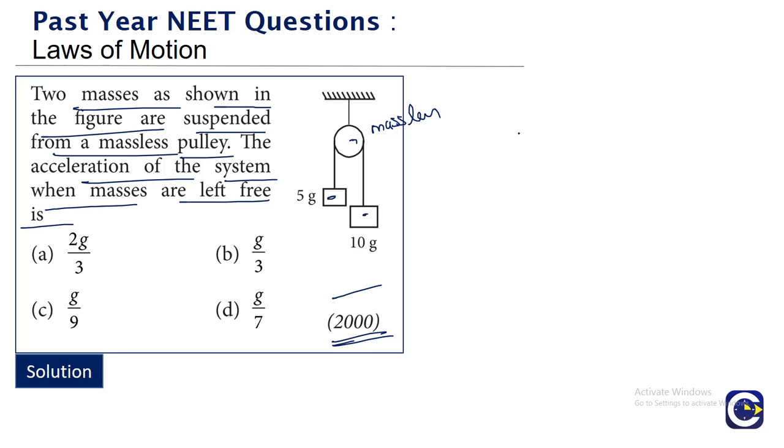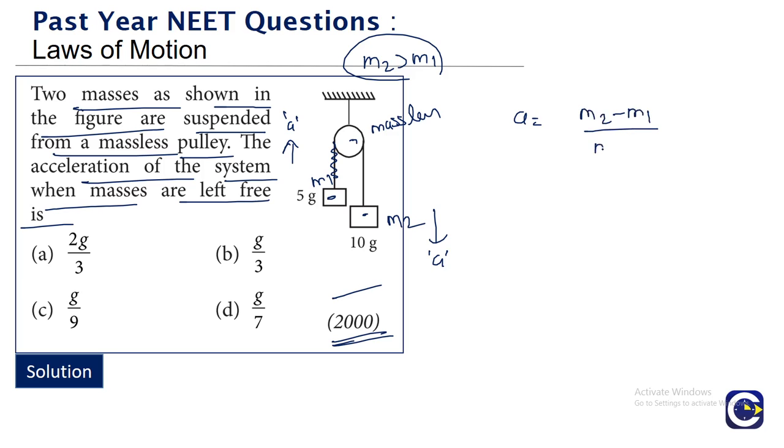Some people even remember this standard formula. If you consider the masses as m2 and m1, if m2 is more than m1, then m2 will go down, let's say with an acceleration a, and m1 will be going up with the same acceleration. Why? Because they both are connected by the rope, and the assumption is that the rope will be inextensible. So the common acceleration will be equal to m2 minus m1 by m2 plus m1 into g. This is a standard formula that people even remember.